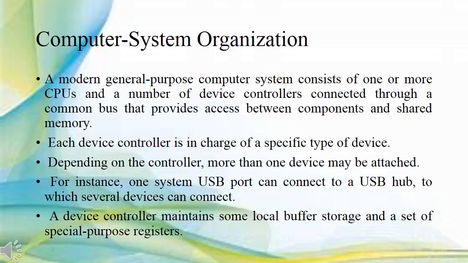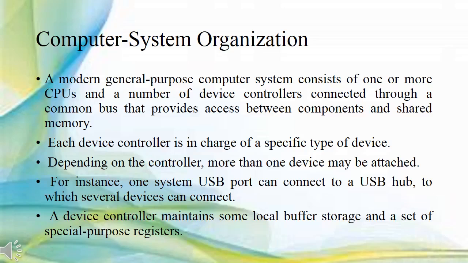A modern general-purpose computer system consists of one or more CPUs and a number of device controllers connected through a common bus that provides access between components and shared memory. Each device controller is in charge of a specific type of device. Depending on the controller, more than one device may be attached. For instance, one system USB port can connect to a USB hub, to which several devices can connect.